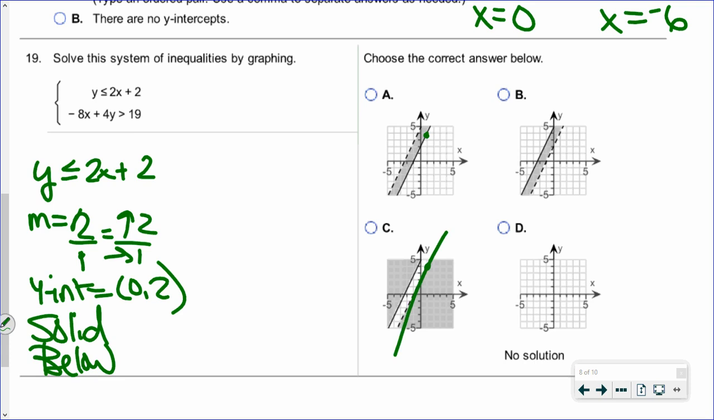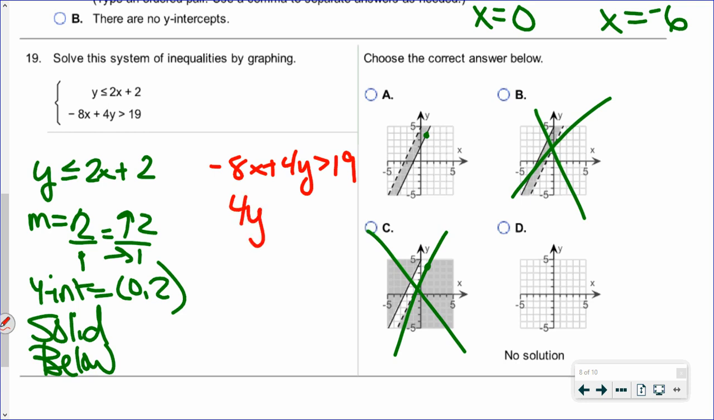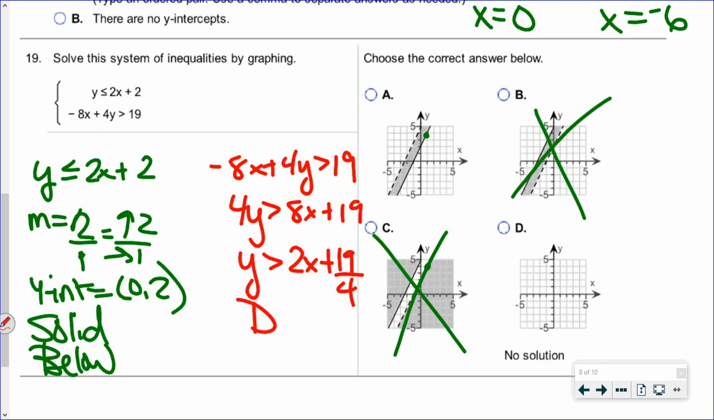Do we see it? 0, 2, up 2 units to the right 1. Oh, that's dotted. Can't be that one. Up 2 units to the right 1. No. Still dotted. That won't work. So I narrowed it down to these 2. Yes? So now I need to come over here and do the other one. Negative 8x plus 4y is greater than 19. So that's 4y is greater than 8x plus 19. So y is greater than 2x plus 19 over 4. This is going to be a dotted line and the shading will be above it.